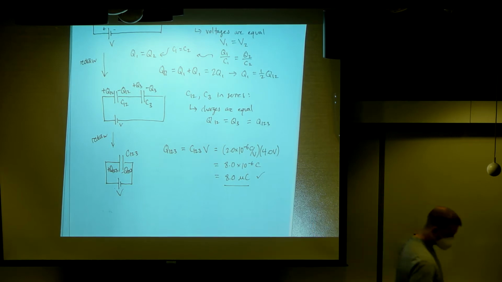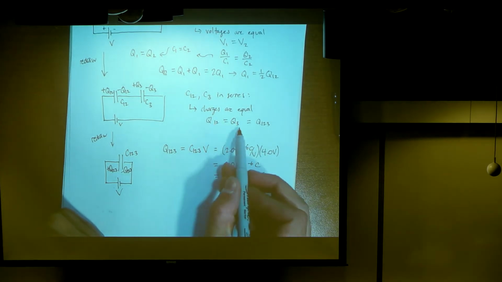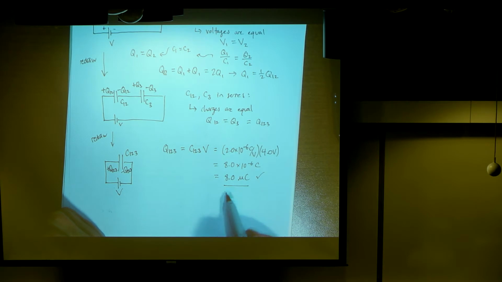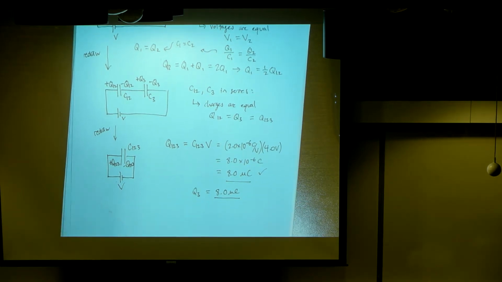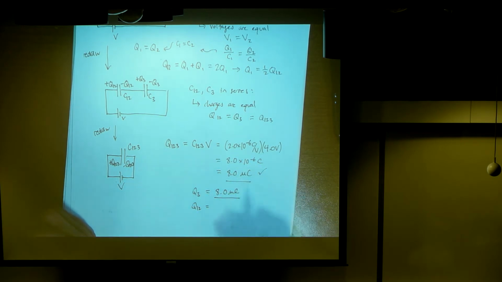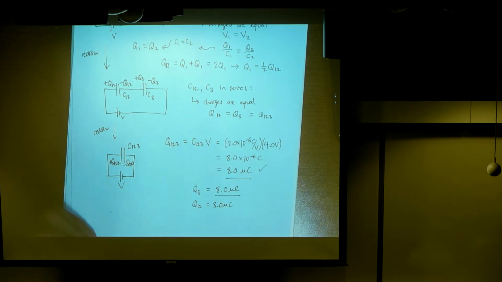But here's the thing. We can now use this to calculate the individual charges. Because as we said over here, when we analyze the series connections, Q3 is equal to this charge. Okay, so Q3 is equal to 8 microcoulombs. We don't even need to calculate that. We already knew that Q3 was equal to Q123. Okay? Also, Q12, that's equal to this, which is 8 microcoulombs from up here.